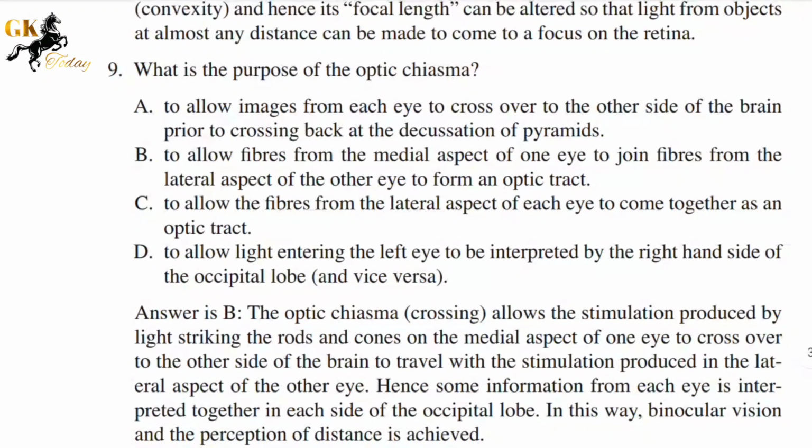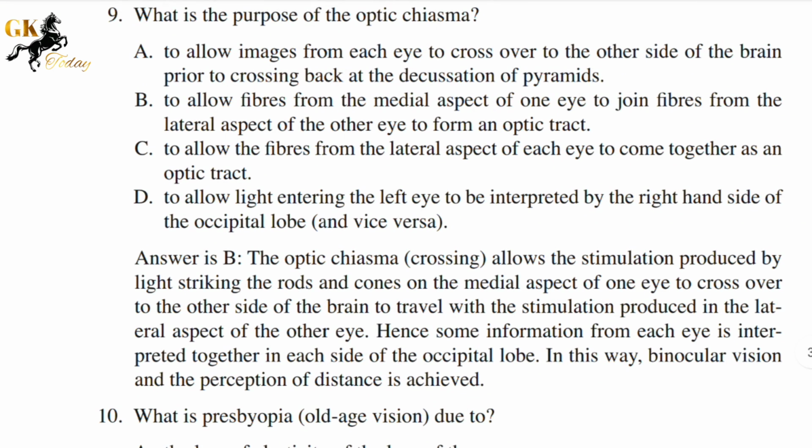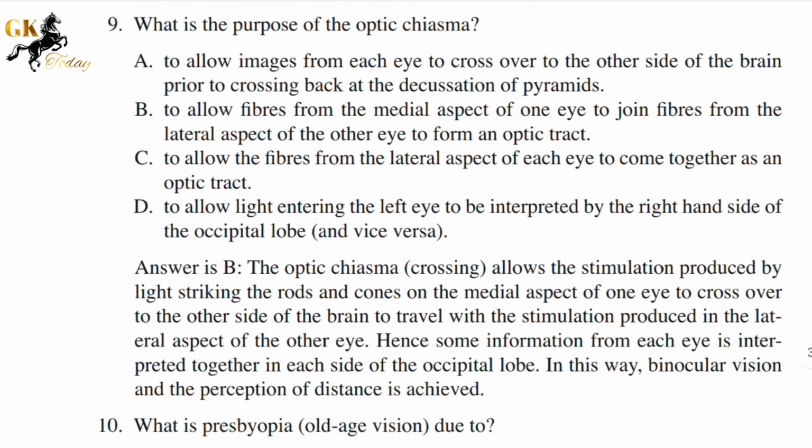What is the purpose of the optic chiasma? To allow fibers from the medial aspect of one eye to join fibers from the lateral aspect of the other eye to form an optic tract. Option B.